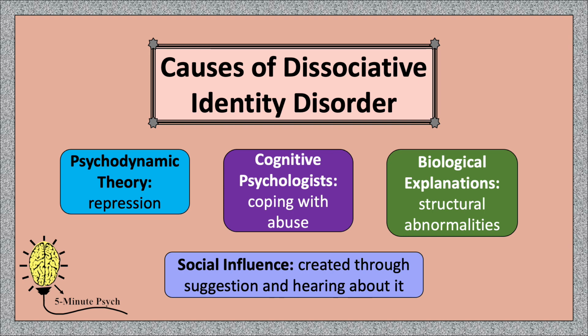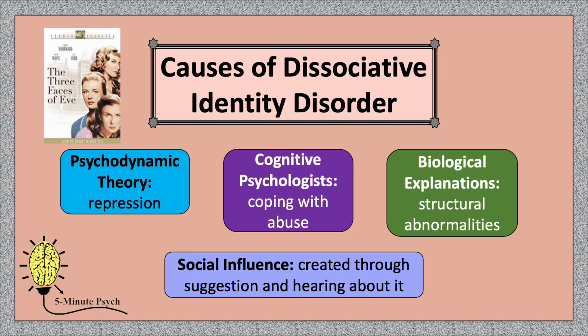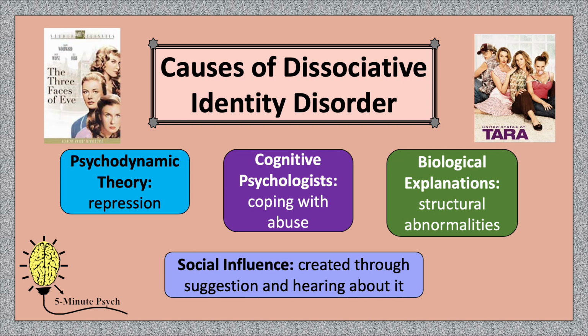One thing we know is that the number of cases of dissociative identity disorder has increased dramatically since it's appeared in the media, in films like The 3 Faces of Eve, or more recently, The United States of Terror. Also, the average number of identities is now more than a dozen, whereas before it appeared in the media, the typical case had only 2 to 3 different identities.